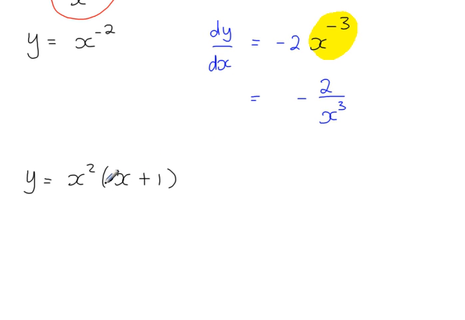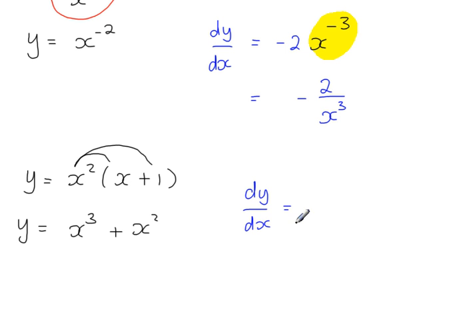Differentiating something that has brackets in there, well, you have to multiply the brackets out first. So y is equal to, that's x cubed, multiplying those two gives you x squared, and now you can very easily differentiate this. dy by dx is equal to, first term gives you 3x squared, plus second term gives you 2x. So remember, if you have brackets, multiply the brackets out first.